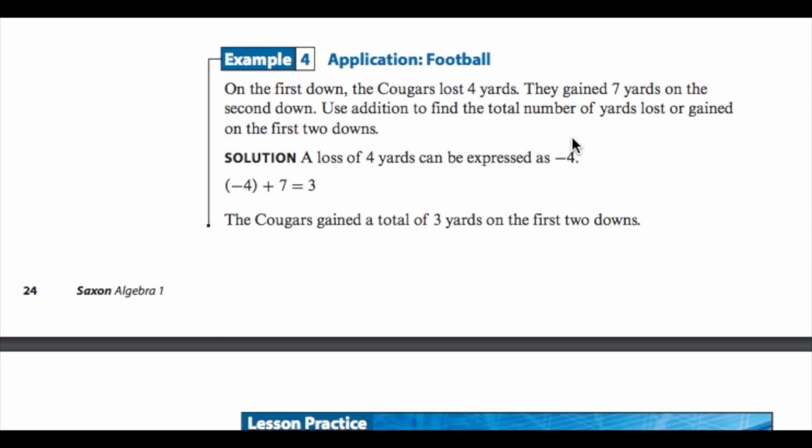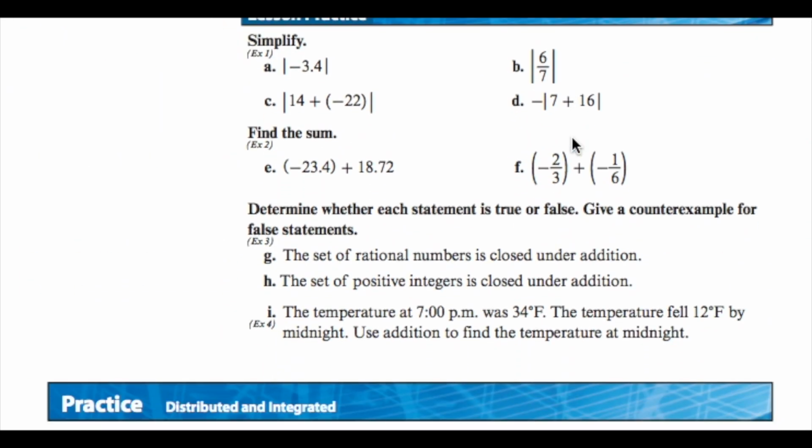Let's take a look at those practice problems then to apply what we just reviewed. Letter G, the set of rational numbers is closed under addition. If I add a rational number to a rational number, it's going to give me a rational number. If I add fractions to fractions, it gives me another fraction. If I add decimals to decimals, it can give me another decimal. Rational numbers can include all of the numbers that are categorized in that set altogether. So that would be true.